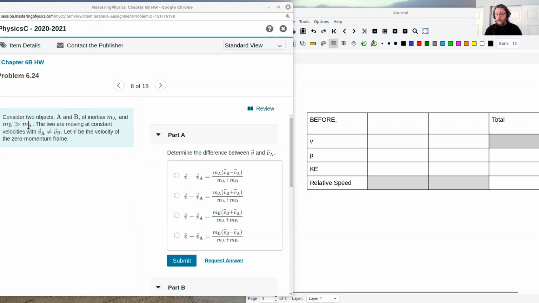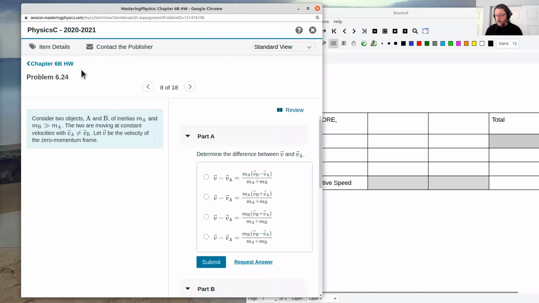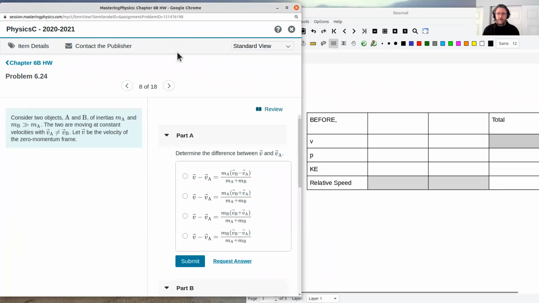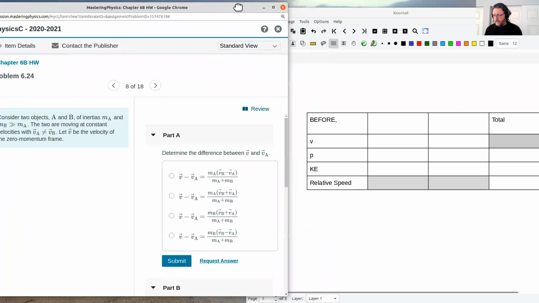So the question says, consider two objects, A and B, of inertias MA and MB, with MB much bigger than MA. That sign with two greater thans means much bigger than. And the two are moving at constant velocities with VA not equal to VB. So the velocities are not equal to each other. And let V be the velocity of the zero momentum frame. And then it asks some algebraic kinds of questions about the differences between the velocity of the zero momentum frame and the objects. So let's draw this.